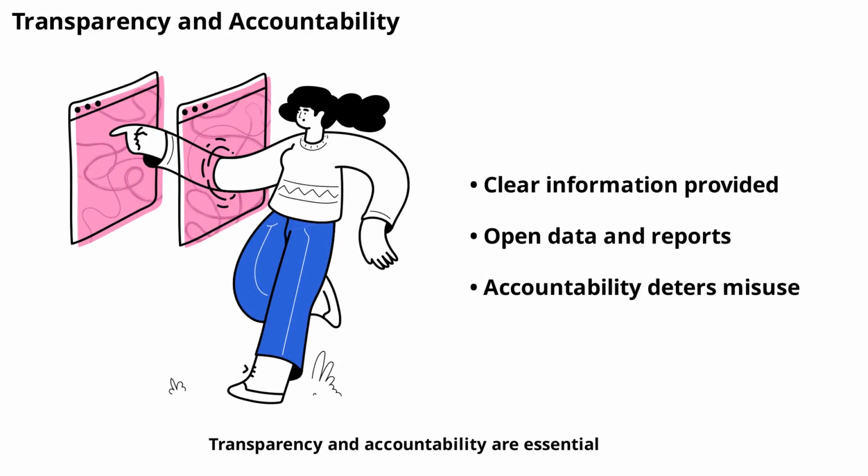Transparency and accountability are essential throughout the program creation process. Governments must provide clear information about decisions, spending, and outcomes. Open data, public reports, and independent reviews help build trust and ensure that programs serve the public interest. Accountability mechanisms also deter corruption and misuse of resources.